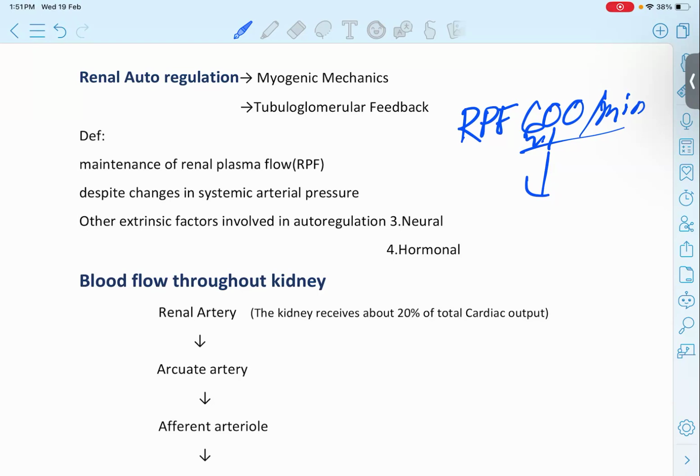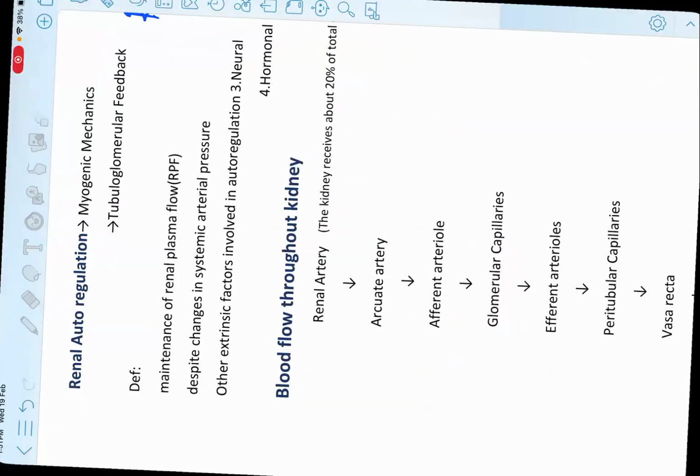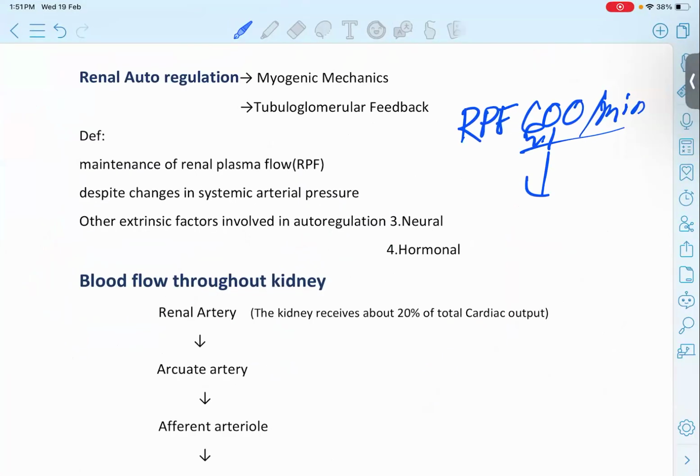The mechanism that the body goes through to maintain the renal plasma flow is called renal autoregulation. Despite the change of systemic arterial pressure, the body will fight back to maintain the renal plasma flow, and this is called renal autoregulation. There are four mechanisms through which renal autoregulation happens. Number one is the myogenic mechanism. Number two is the tubuloglomerular feedback mechanism.